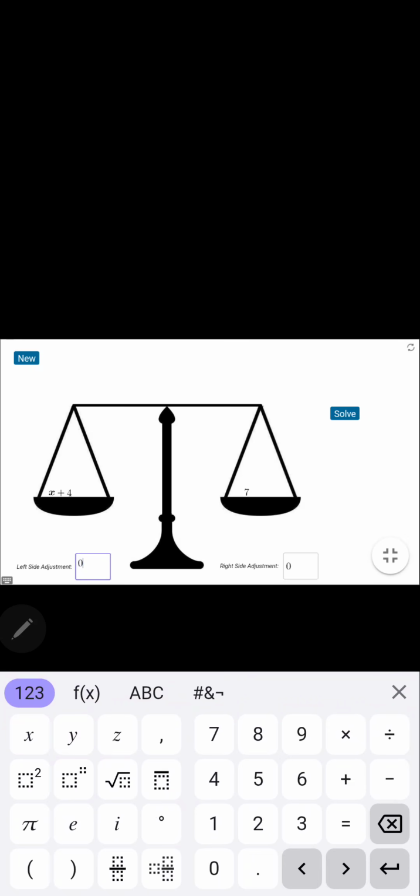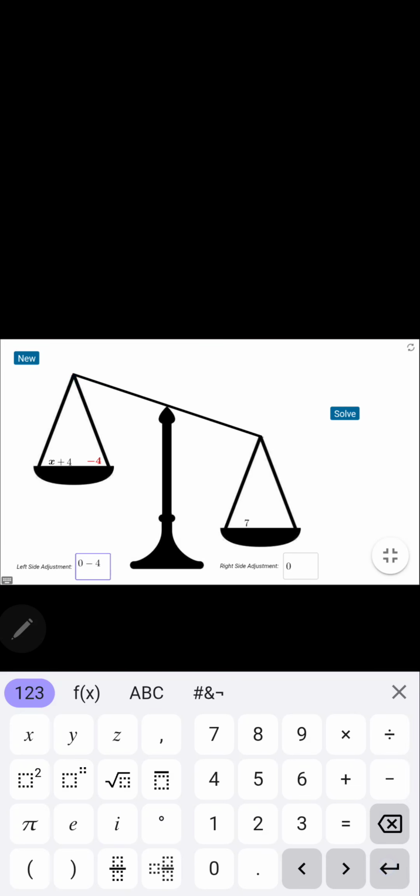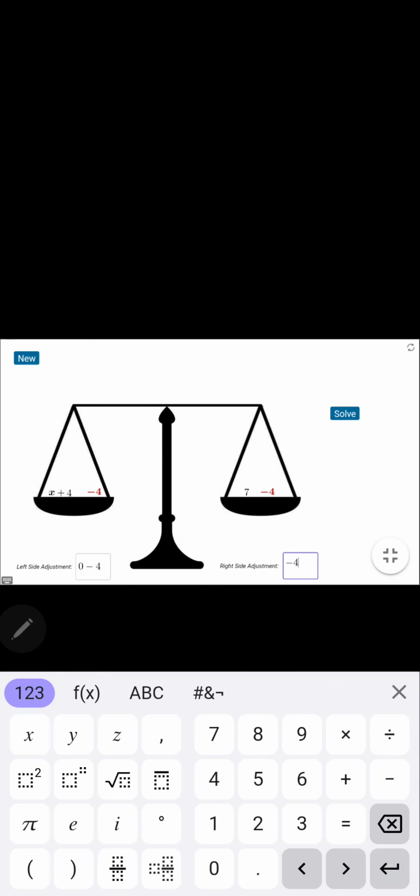So we have a box here, left side adjustment. I'm going to go in and say I want you to add a negative 4 to that side. Now look what happened. Its weight is less, so it went up into the air and the right side went down. I do not have a balanced equation anymore. So I've got to do the same thing to the right side. So let's adjust the right side. Let's tell it to add a negative 4 to this side and see what happens.